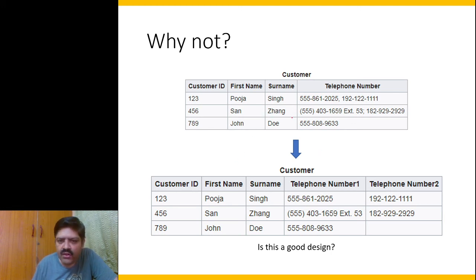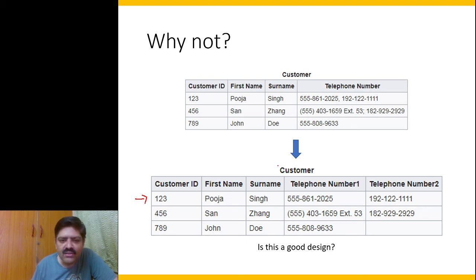Where the number of columns matches the maximum number of phone numbers I have for anybody. So in this case, there's only one row for Pooja Singh with both her phone numbers here. Okay, is this a good design?